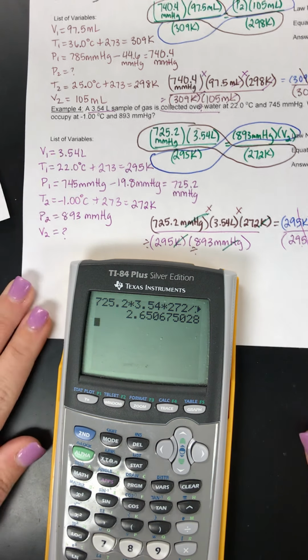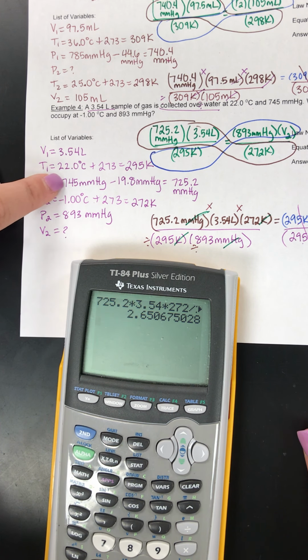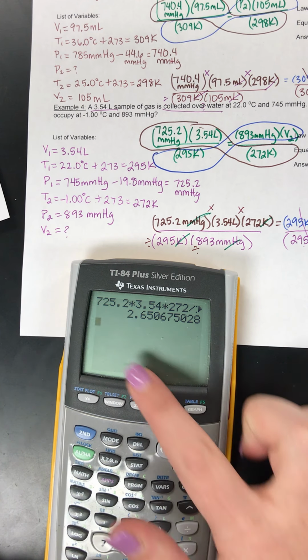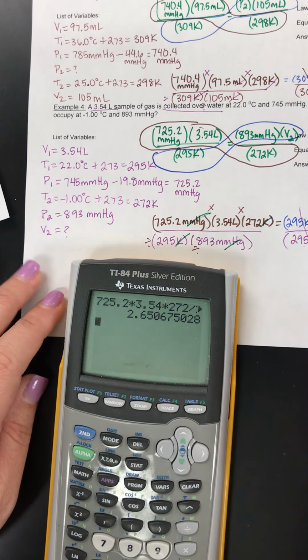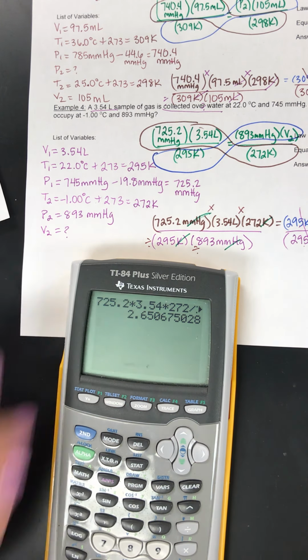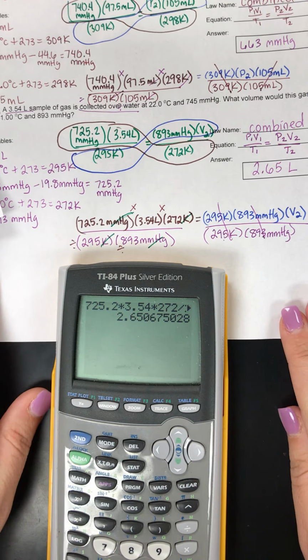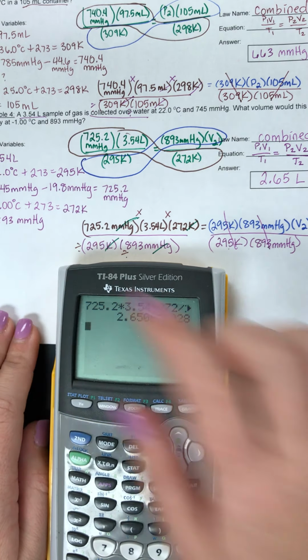Okay, so let's look at sig figs. All of my original givens, this one has 3, this one has 3, 3, 3, and 3. So my answer will have 3. The 0 does nothing to the 5, so the answer is 2.65 liters. Okay, so you can see that, 2.65 liters. Because all of my givens had 3. It has nothing to do with when we add or subtract or any of that stuff.